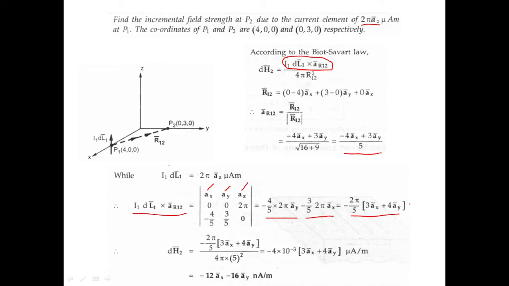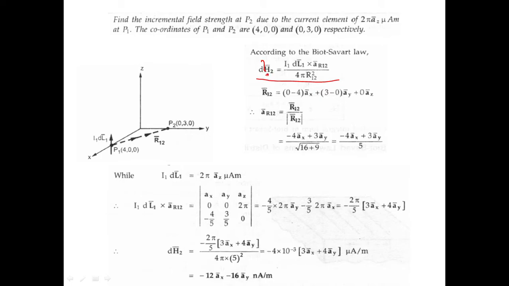Now substituting this in this equation, we know R12 is nothing but 5. When you solve that, you'll get this answer, that is minus 12 aX minus 16 aY nanoampere per meter. Now revising it once more, how did we solve this? First we need to know the formula, right? So this is the formula from Biot-Savart's law. So this is what we have to find.